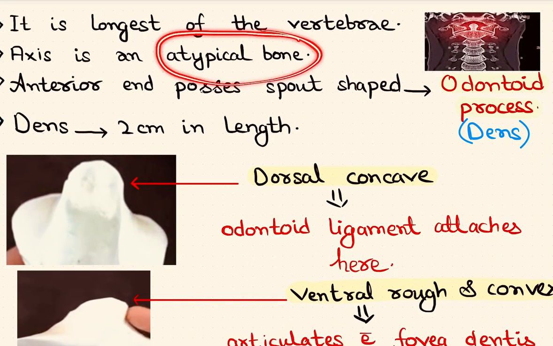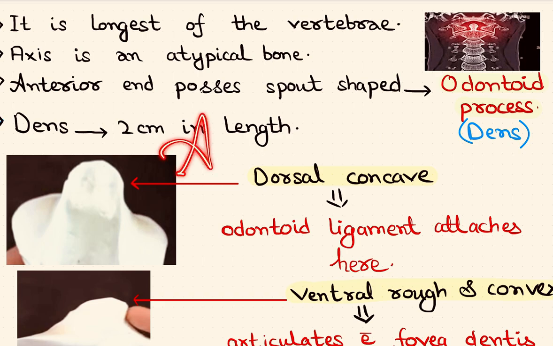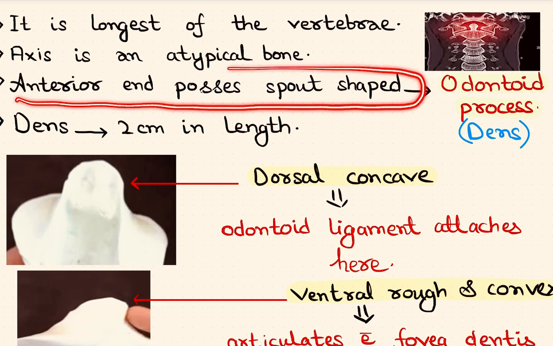It is an atypical bone. Now why is the axis an atypical bone? See, a typical bone is one which contains a body, a neural arch, as well as prominent processes, a good neural arch, and body. But in the case of the axis and atlas, they don't have all these structures. There are some variations in these structures. Now the anterior end possesses a spout shape.